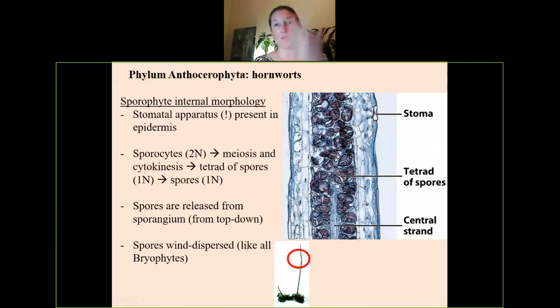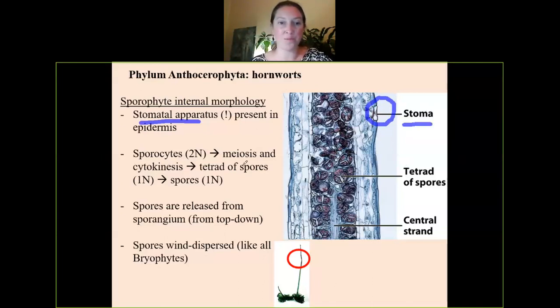This is, instead of a cross-section, a longitudinal section through a horn. And one cool thing to note is that believe it or not, even though they're more primitive plants, evolutionarily speaking, they don't have xylem and phloem, so they're a little bit older in evolutionary history, hornworts already have a stomatal apparatus on their sporophytes, which is super cool. So this is, like I said, a longitudinal section through one of the horns, and then here is that stomatal apparatus, right, with a stoma and then the guard cells on either side.